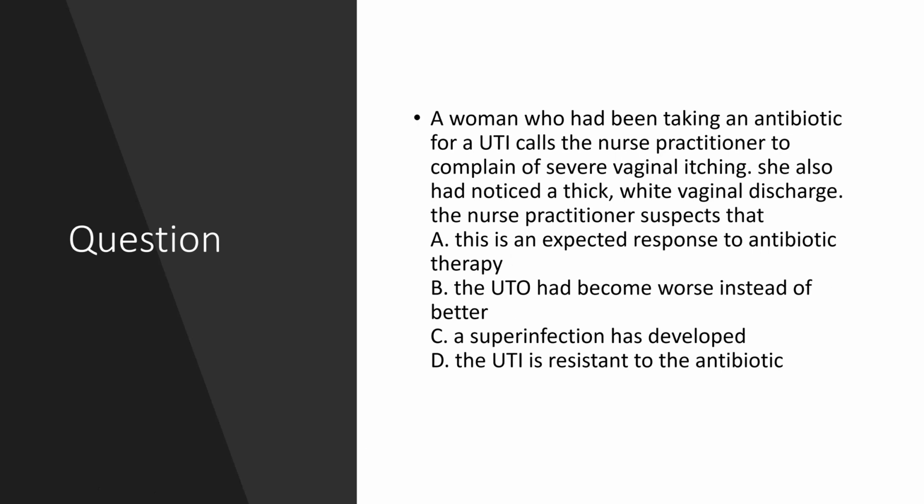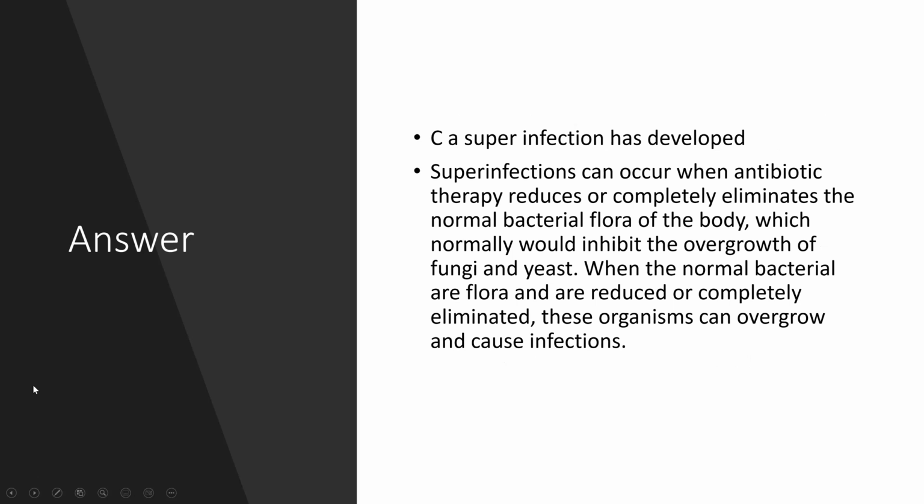Okay. A woman who has been taking an antibiotic for a UTI calls the nurse practitioner to complain of severe vaginal itching. She also has noticed a thick white vaginal discharge, and the nurse practitioner suspects that A, this is an expected response to the antibiotic therapy, B, the UTI has become worse instead of better, C, a superinfection has developed, or D, the UTI is resistant to the antibiotic. Yep, it's going to be C. These are all signs that a superinfection has developed.